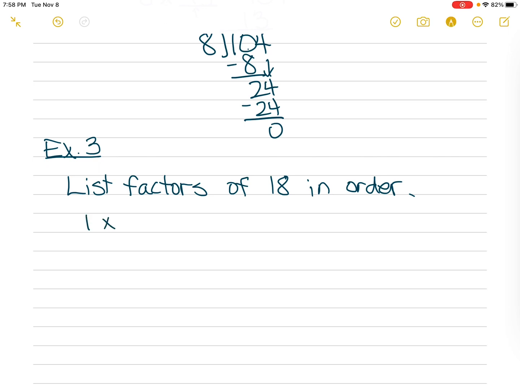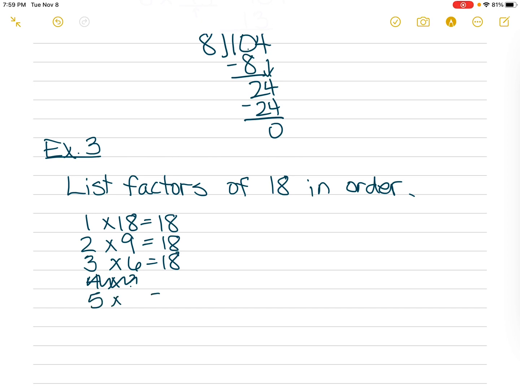So I could do 1 times 18, right? That gives me 18. I could do 2 times 9. That gives me 18. And I could do 3 times 6. That gives me 18. Could I do 4 times something? No, that doesn't work. Could I do 5 times something? No, you can't do 5 times anything equals 18. So this is all I have. These are all my factors right here, just the numbers that multiply to get 18.